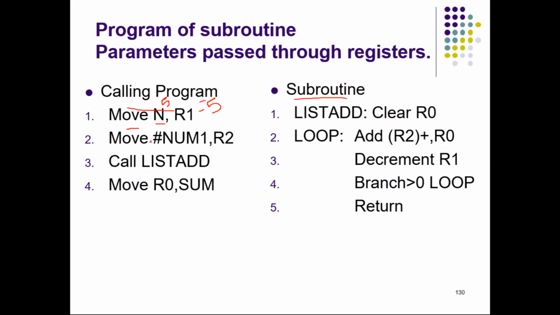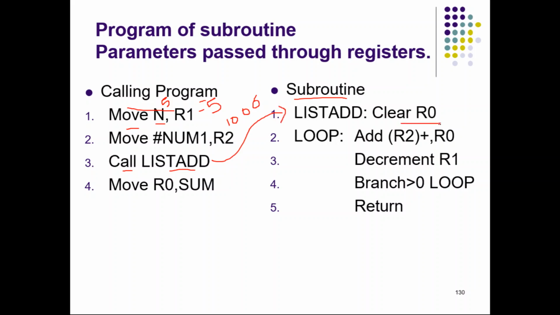Then we are doing move hash num1 comma r2. This will move the memory location of num1 to r2. If num1 refers to the memory location 1000, then r2 will hold the value 1000. Then we are doing call list add. This is used to add some set of numbers. So the control will come here.